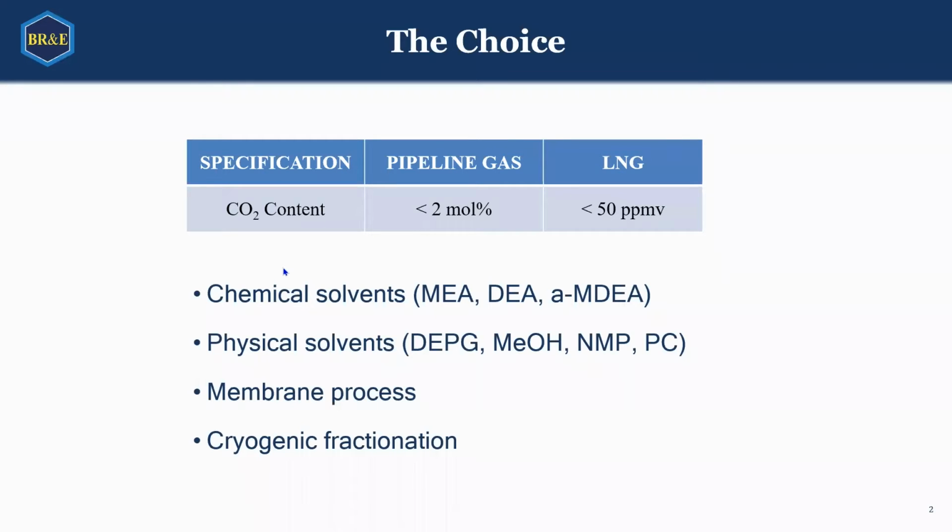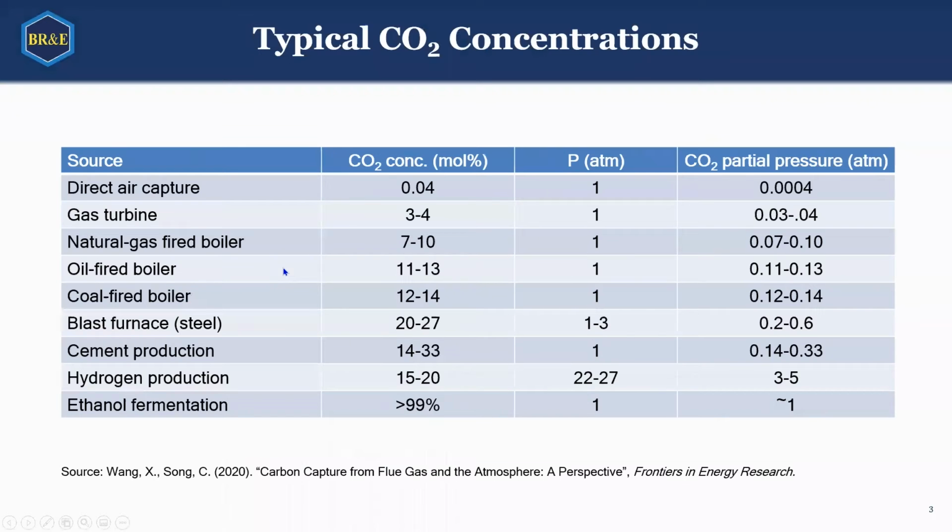Okay. Here I have some industry applications, some sources of CO2. I have the concentration in percent, then the pressure in atmospheres, and then the partial pressure. So as you can see, it's made up of 2 columns. On the left, I have direct air capture.